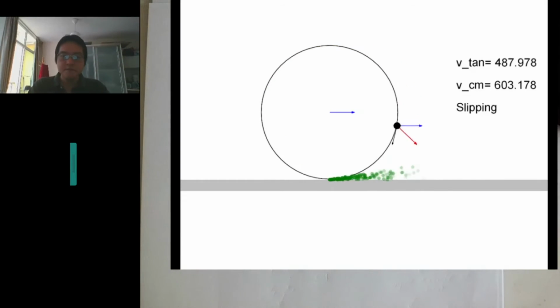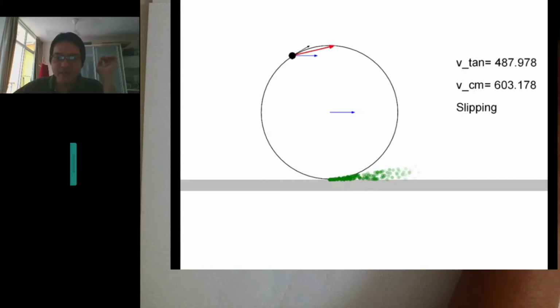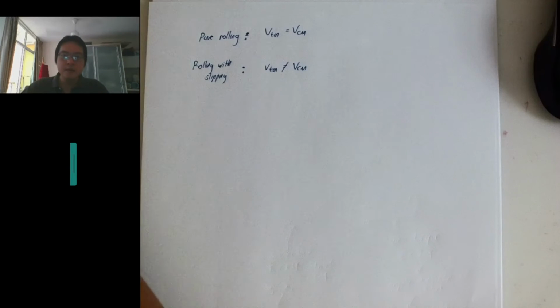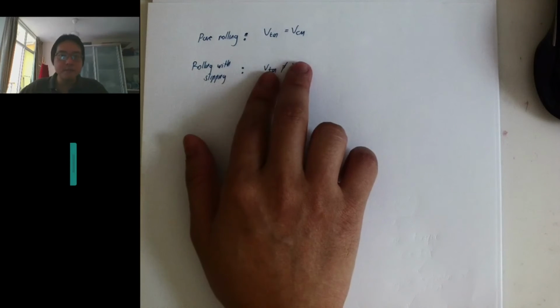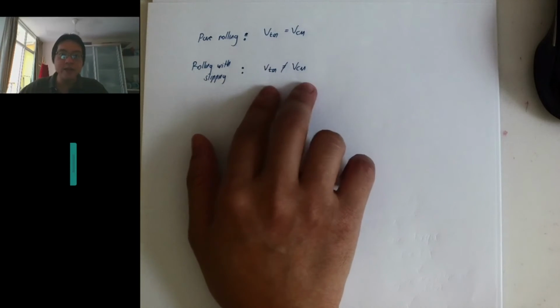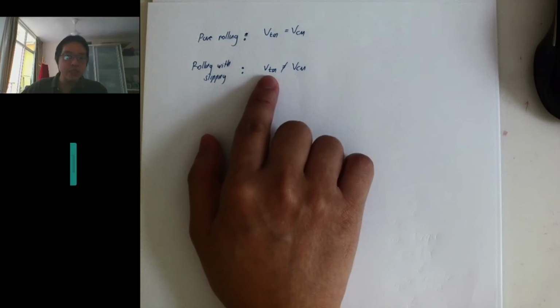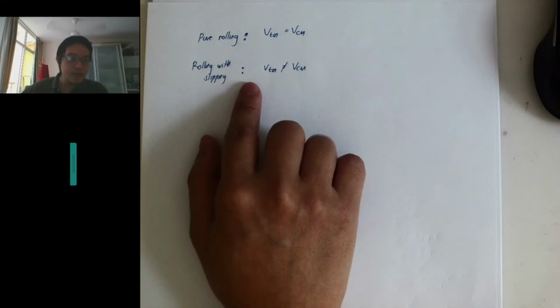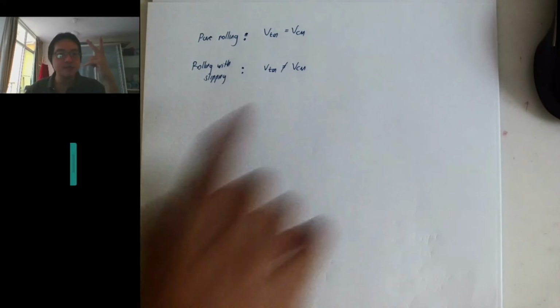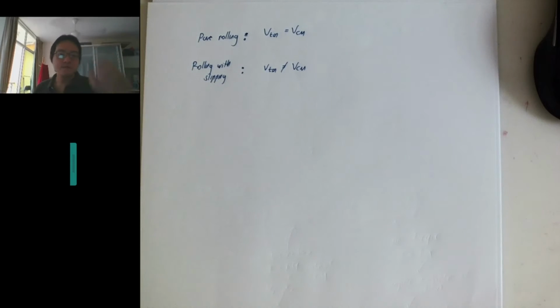Yes, in a way, it's a 2-way slip, because there are 2 possibilities. Rolling with slipping happens when these 2 are not the same. V tangential can be higher, or V tangential can be smaller. So these are the 2 possibilities.